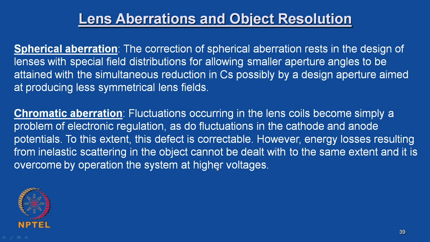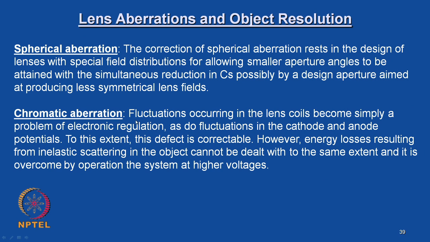So we will see the other aberrations. Spherical aberration: the correction of the spherical aberration rests in the design of lenses with special field distributions, allowing smaller aperture angles to be attained with the simultaneous reduction in Cs, possibly by a design aimed at producing less symmetrical lens fields. As I mentioned, this particular aberration is very important, and how much we can reduce this will finally determine the resolution of the optical system. We will see its numerical significance in a few minutes.